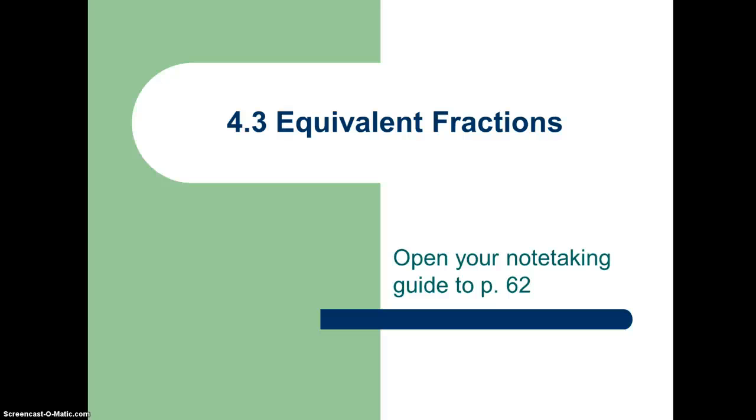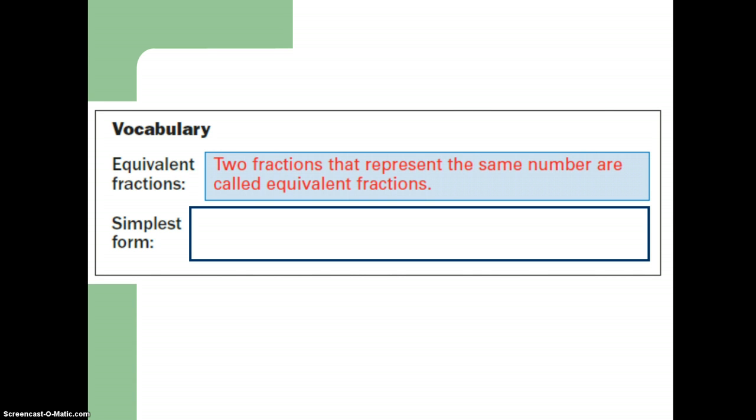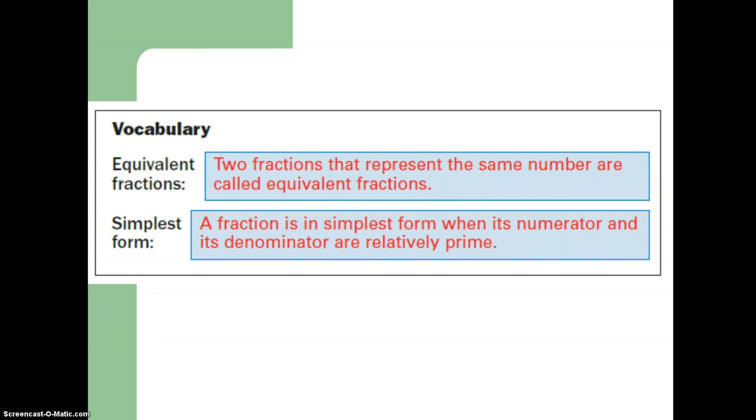Lesson 4.3, Equivalent Fractions. Equivalent fractions are two fractions that represent the same number. A fraction is in simplest form when its numerator and its denominator are relatively prime.